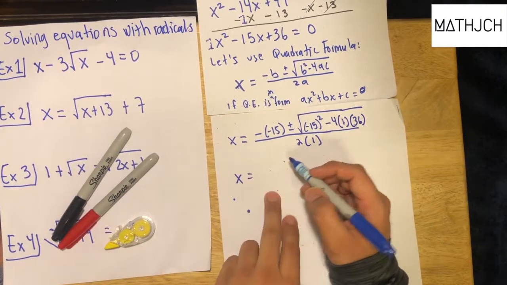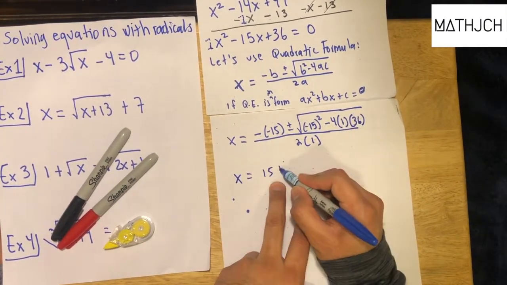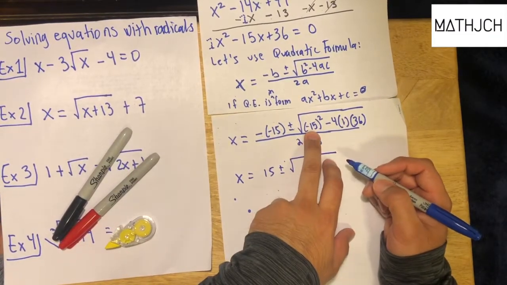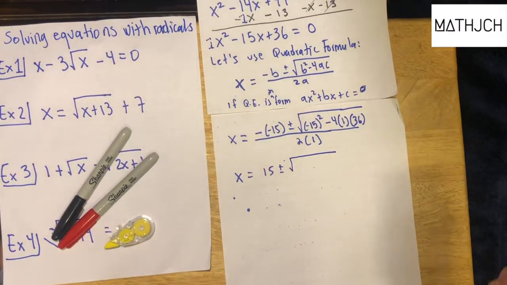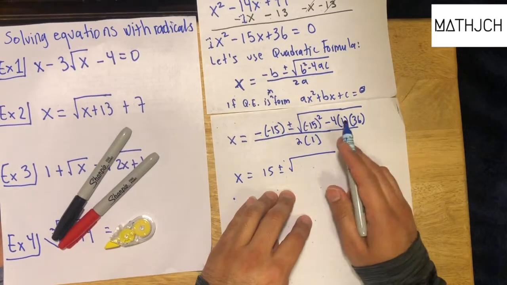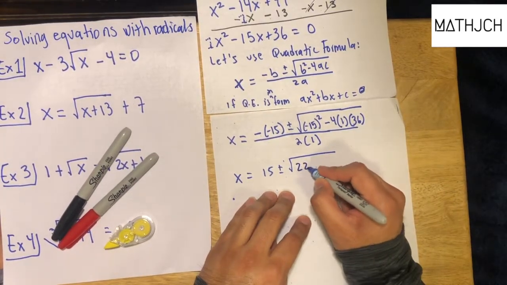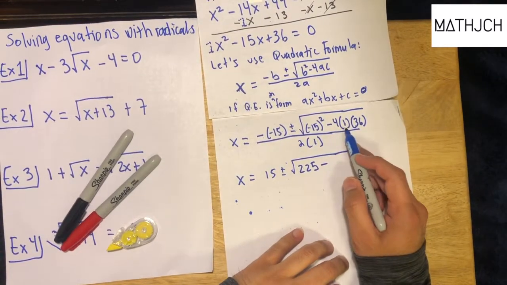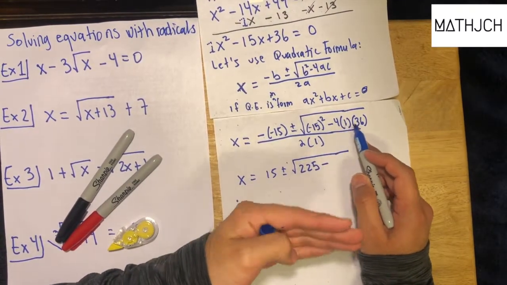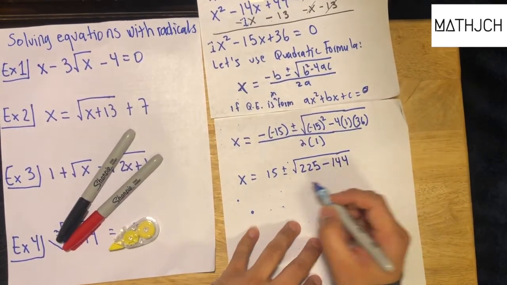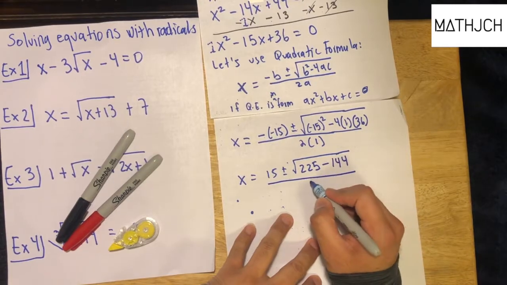So remember, negative times negative is positive, plus or minus. Now we have 15 to the power of 2. That means that we're going to multiply negative 15 by itself 2 times. So negative 15 times negative 15. Negative times negative is positive, and that gives us 225. Okay, so we have negative 4 times 1 is negative 4 times 36, that will give us minus 144. Okay, divided by 2, right?